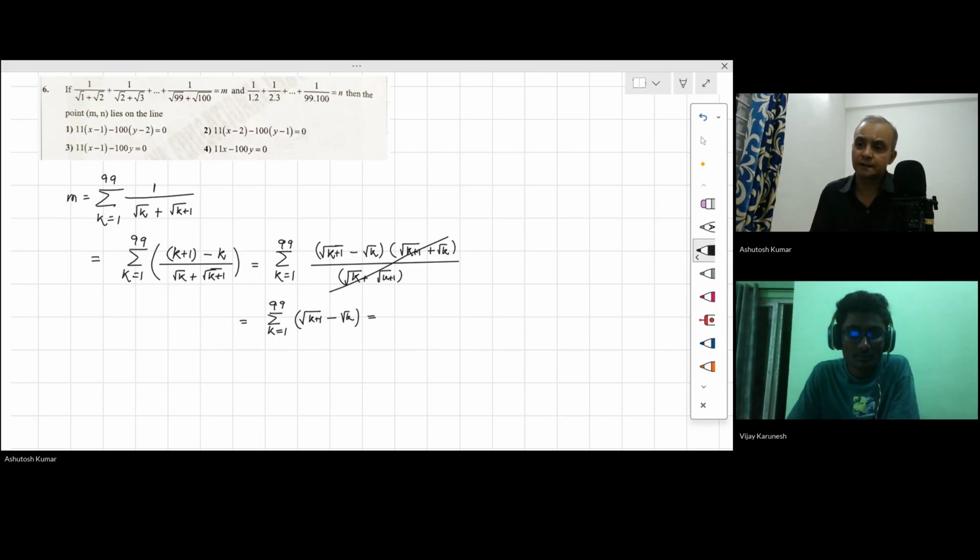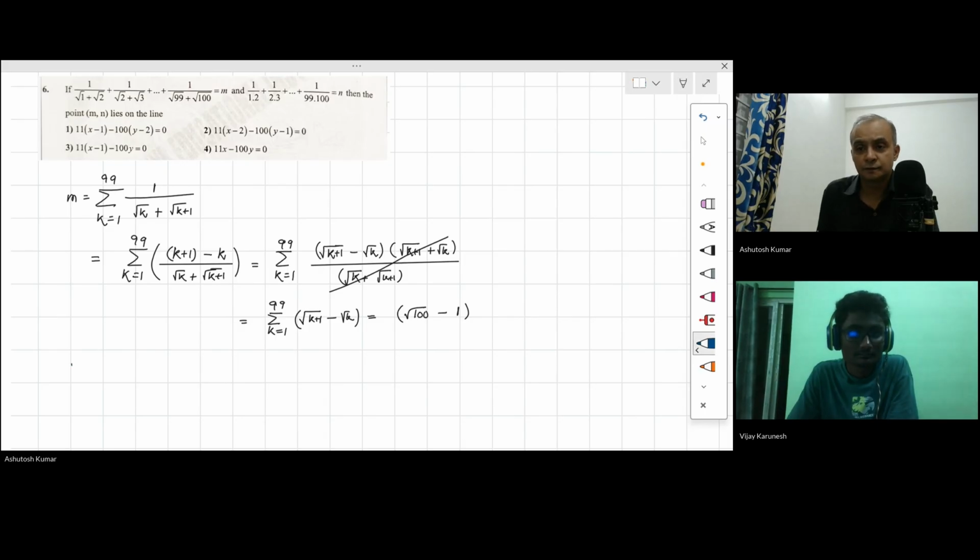So when you start doing this thing, can you tell me what are the terms? Root 100 minus root 1, that is 1. Good. So this is the value of m we got. Now what is the value of n?